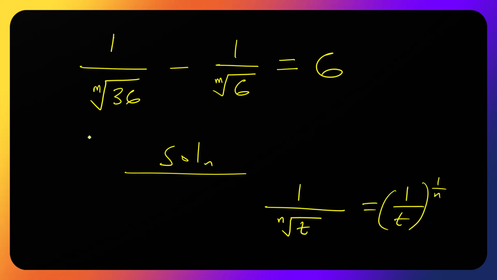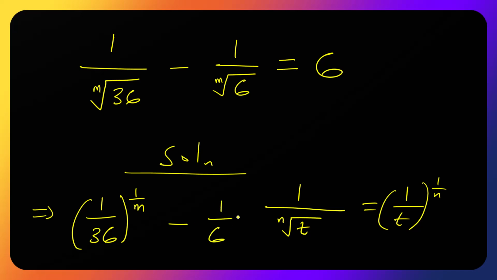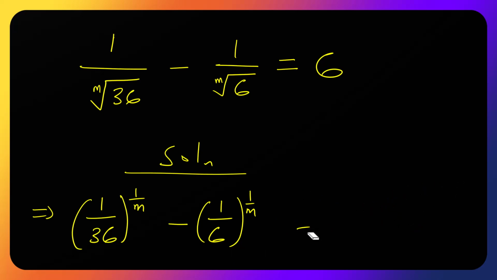So we can write this one as (1/36) all raised to 1 on m minus (1/6) all raised to 1 on m equals 6.